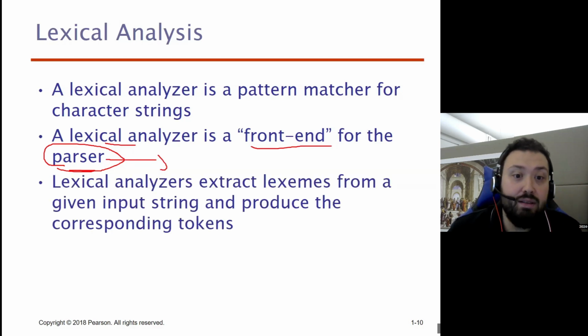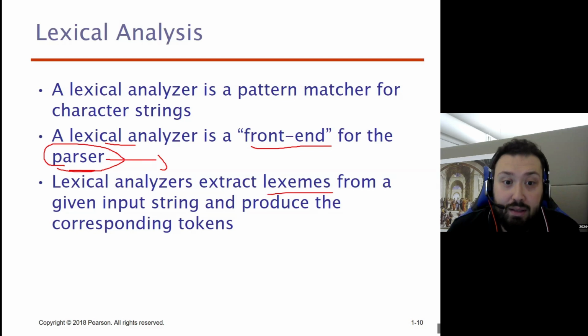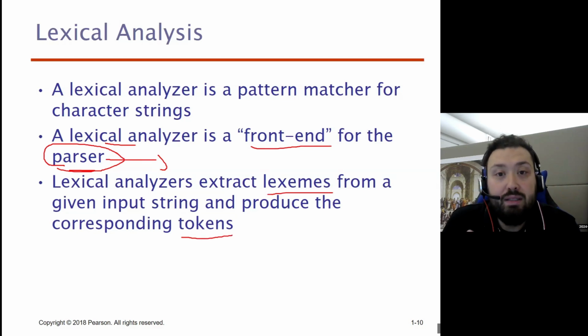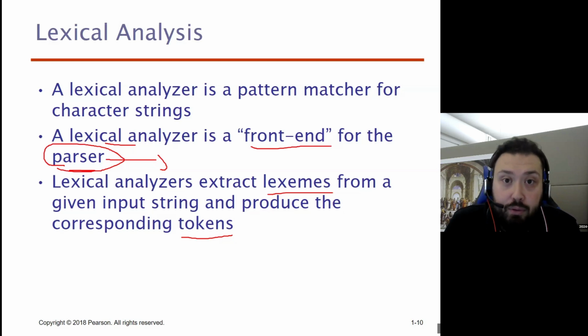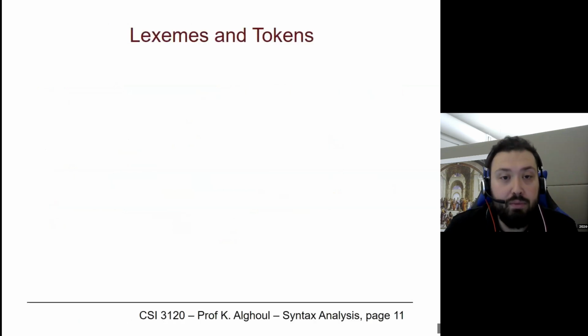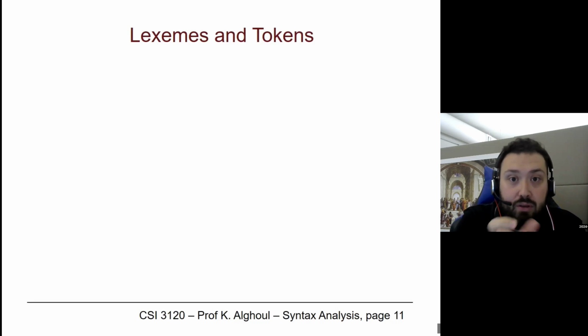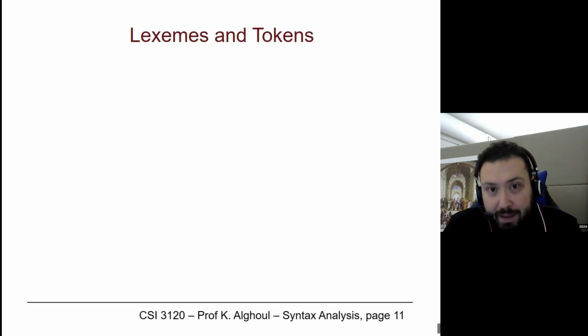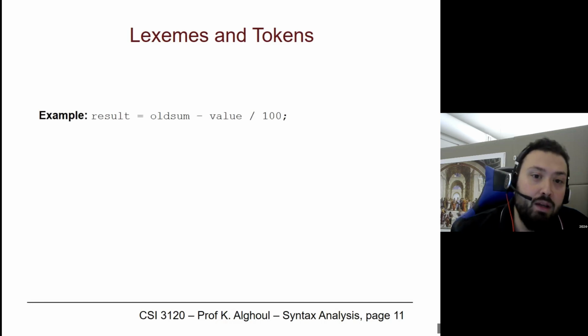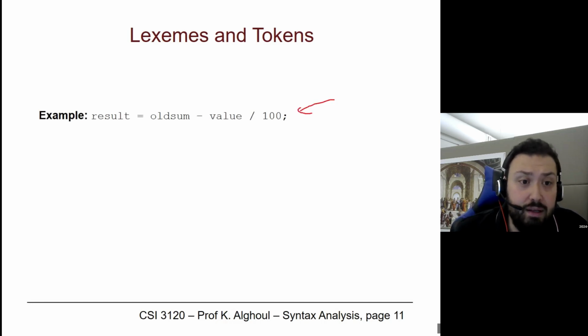Now, lexical analyzers extract lexemes from a given input string and produce tokens. We didn't cover these. We skipped them when we talked about chapter 2 of the book, which is the lexical and syntax definitions, but we're going to cover them now. I prepared this slide for you to be able to differentiate between these two words. The best way to explain this is by taking an example. Let's say we have this statement, this string. What are the lexemes here? Each element, let's call it that, is one lexeme. So results is one, the equal sign is one, and this is one.